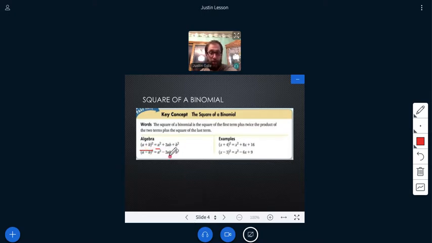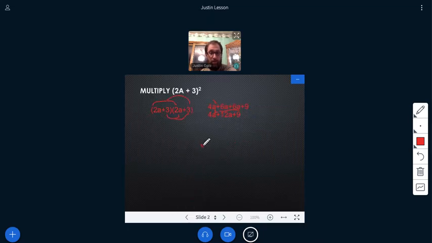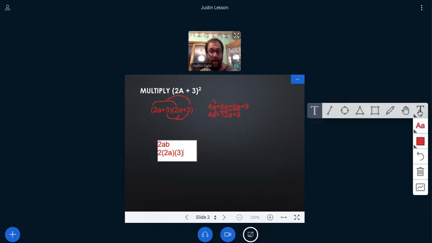So the next part should be 2 times the first term times the last term. So with 2a plus 3, my middle term, according to that, should be 2 times ab. So what that is, it's 2 times 2a times 3. So 2 times 2 is 4, times 3 is 12a. That checks out.